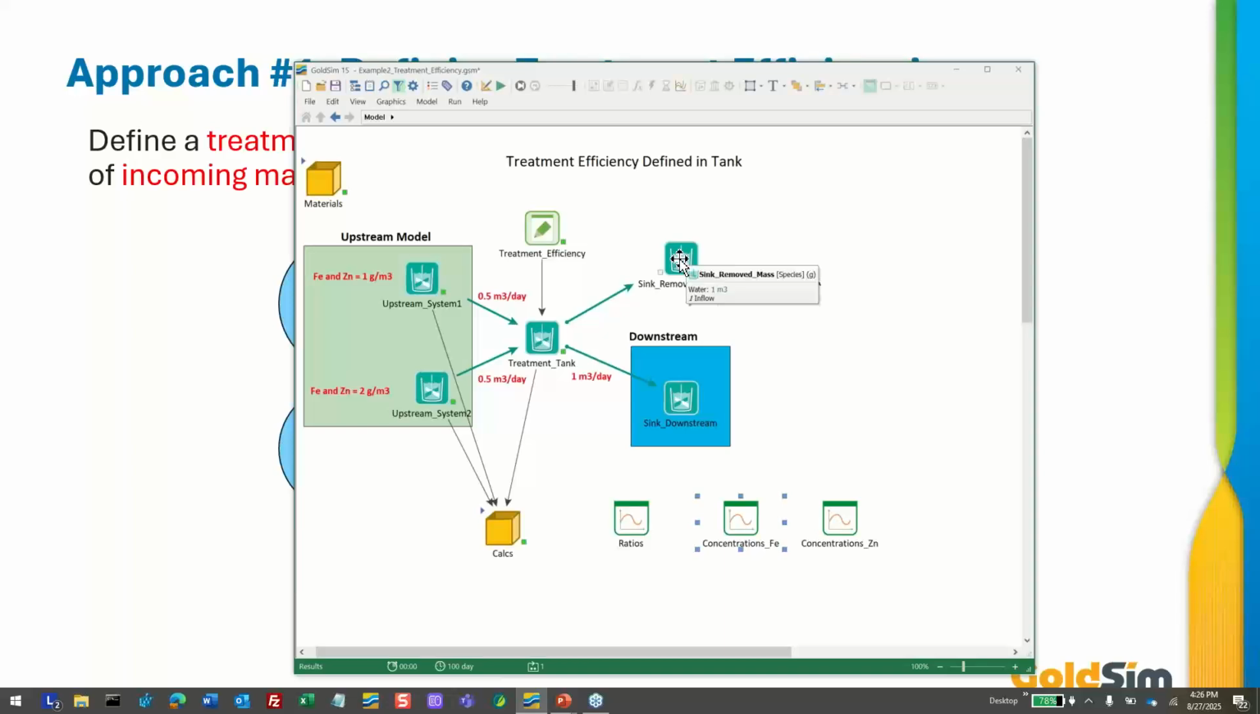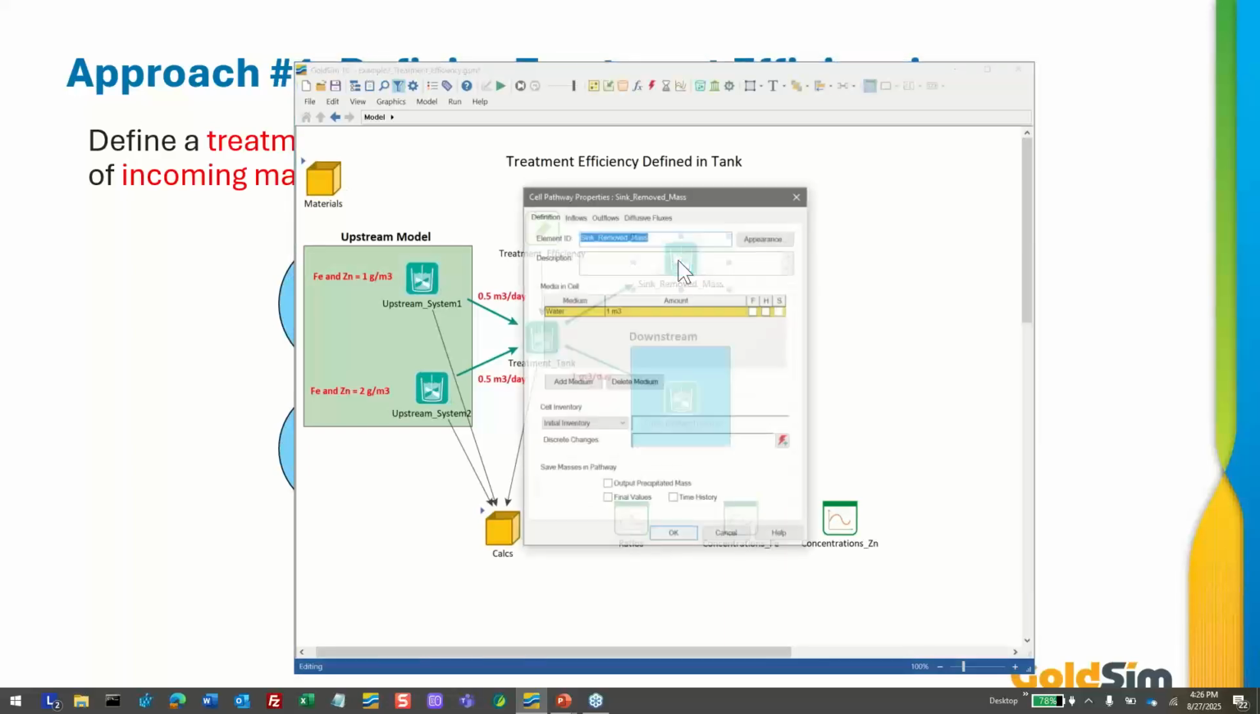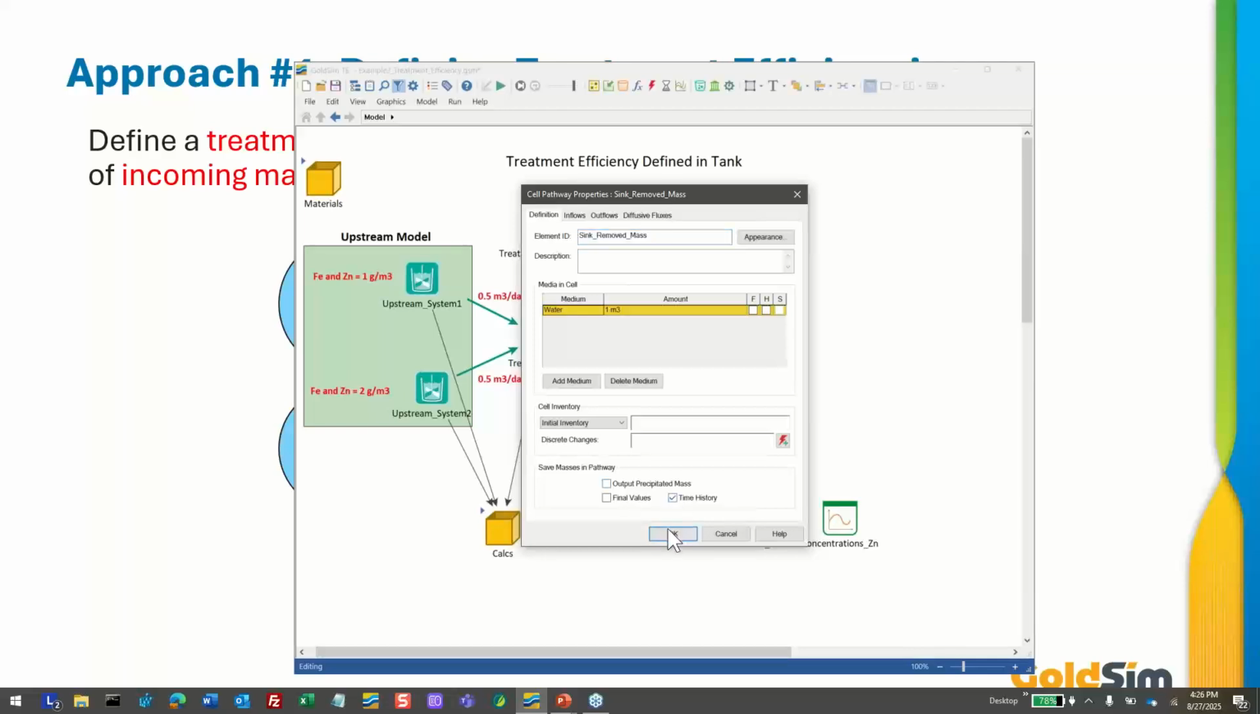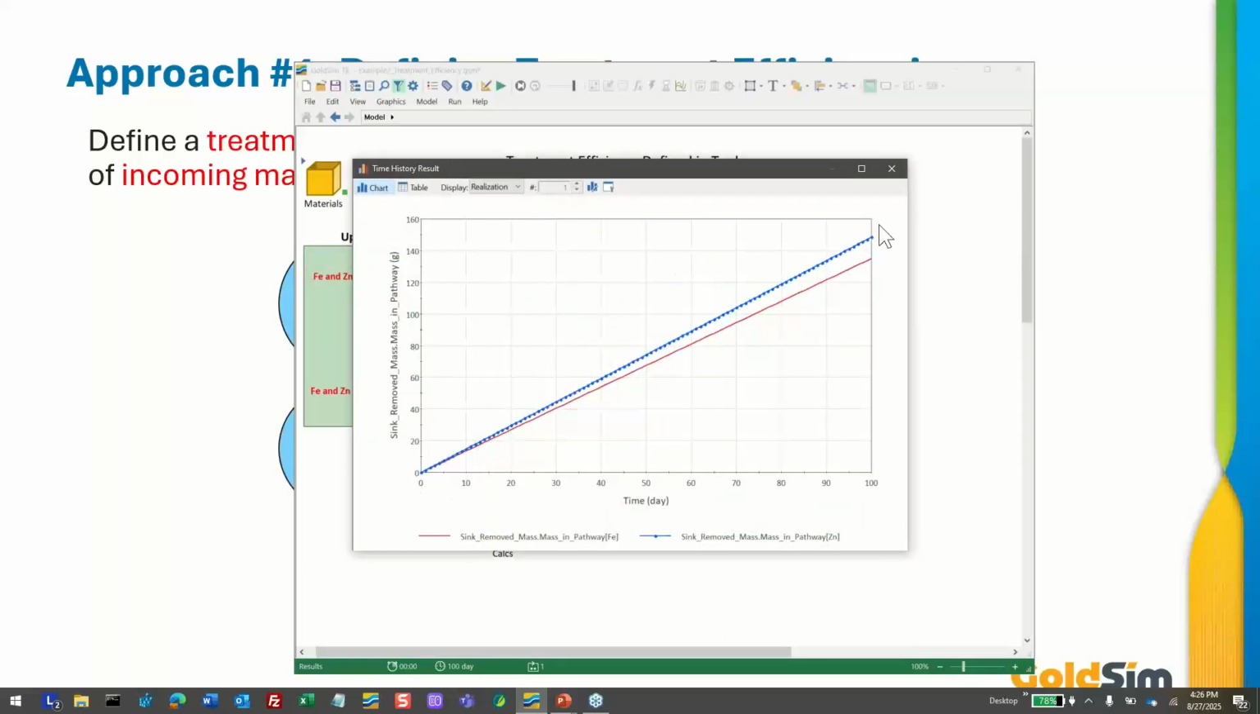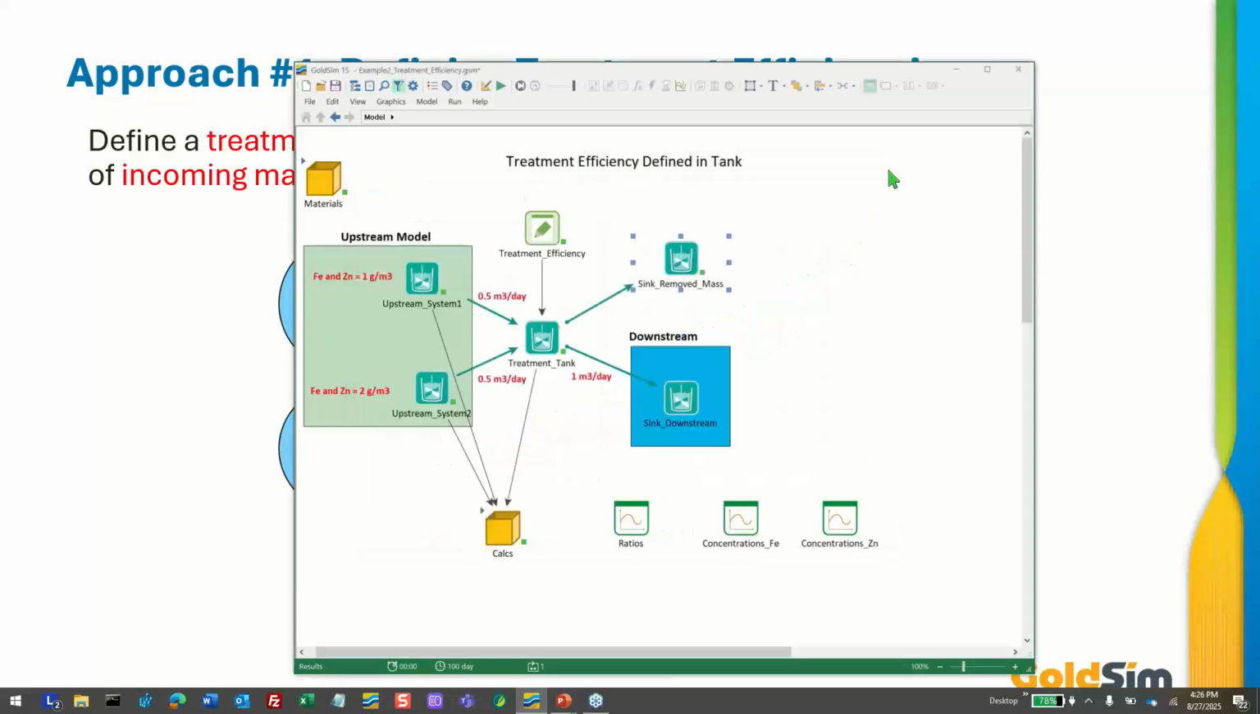And of course, let me save the histories here. I didn't save the histories of the mass. So this is the mass that we removed from the system. We still have a mass balance. And you can see we removed more zinc than iron, because zinc had a 99% efficiency and iron only had a 90% efficiency. So that's the mass that's been removed and put somewhere else. And that's all we've done here.